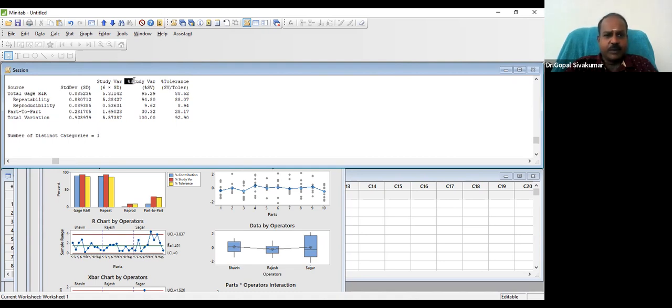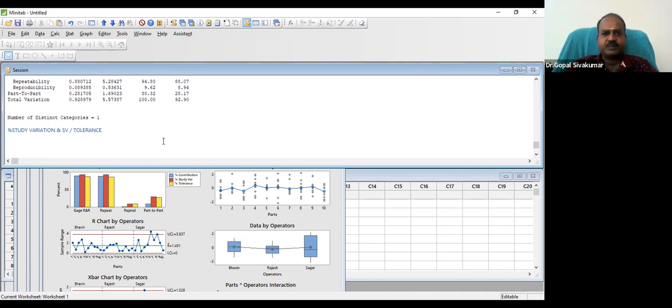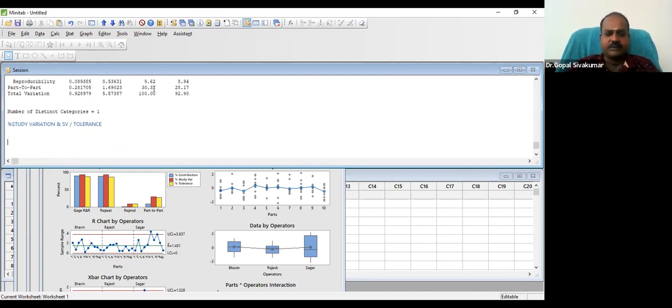See, now one more thing. Let us understand the difference between this column, study variation, and this column. Can anybody tell me the difference between the terms percentage study variation and percentage study variation to tolerance? Any idea what the difference is? In this column, the denominator is study variation. In this column, the denominator is the tolerance.